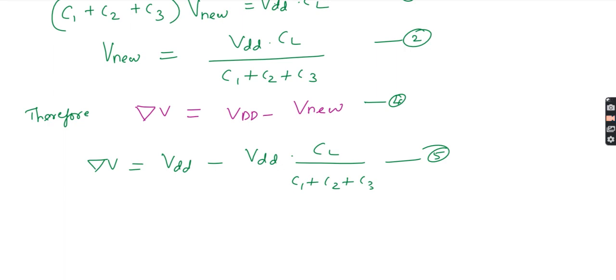Now the power supply transferred, from the power transferred, right?